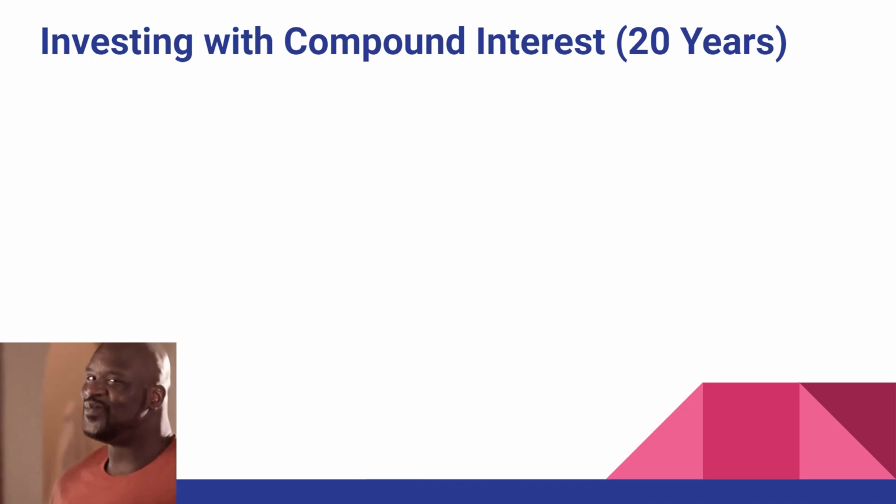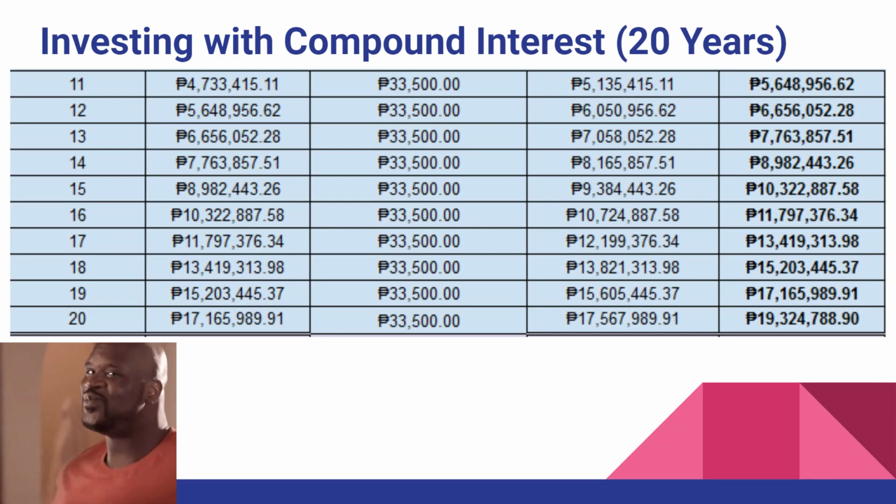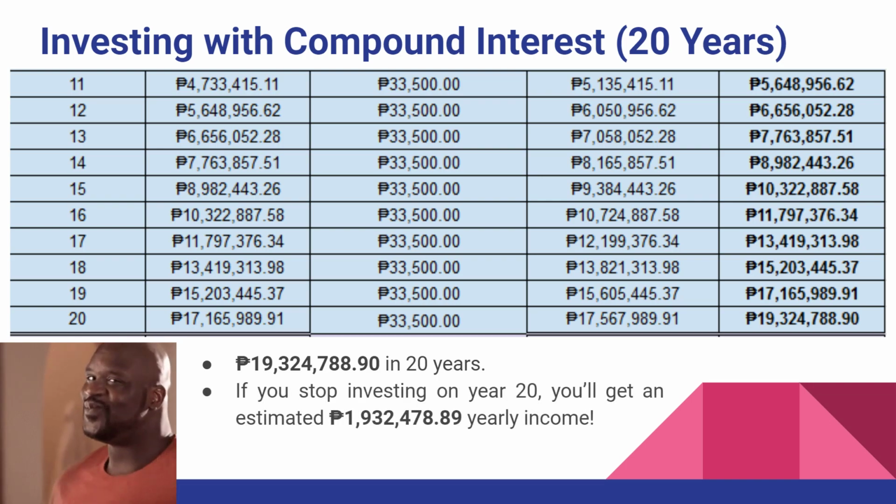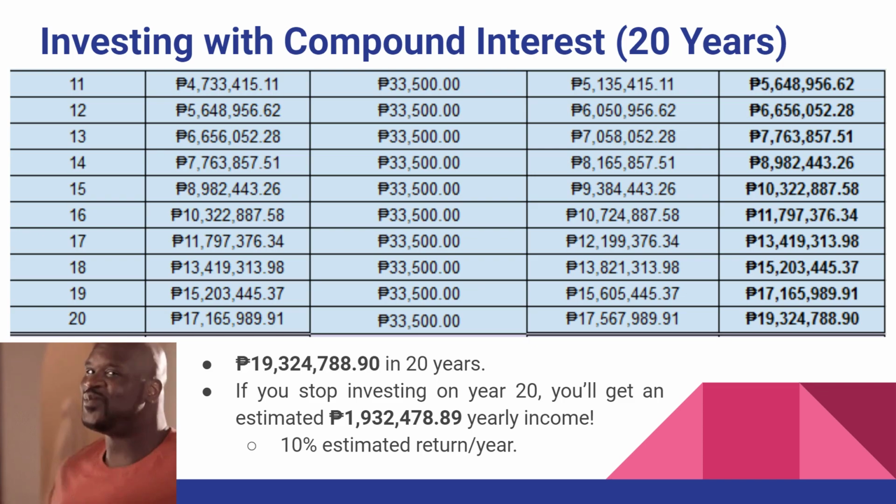So here, we're gonna look at the table for 20 years. Of course, on this one, on your 11th year of investing, you're gonna increase your monthly contribution to 33,500. So that's a 10,000 pesos increase. So yeah, at year 20, you're gonna get an estimated 19.3 million. And if you stop investing on year 20, you'll get an estimated 1.9 million yearly income. That's a 10% estimated return per year. That is insane. I mean, for me, I'm so excited right now to continue investing and have this potential income in the coming years.